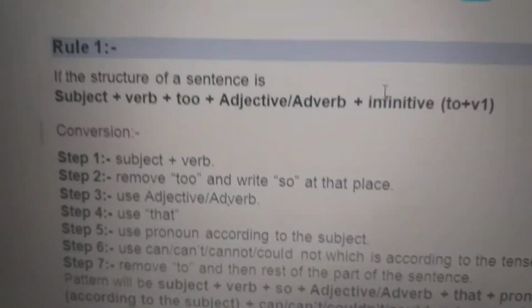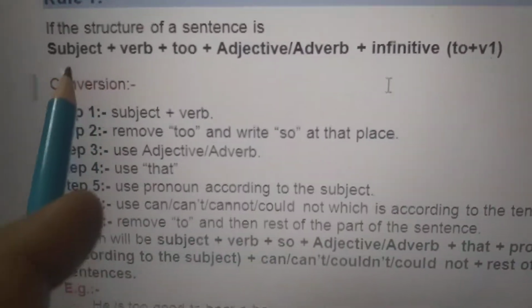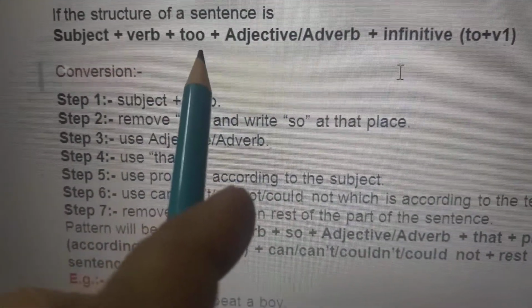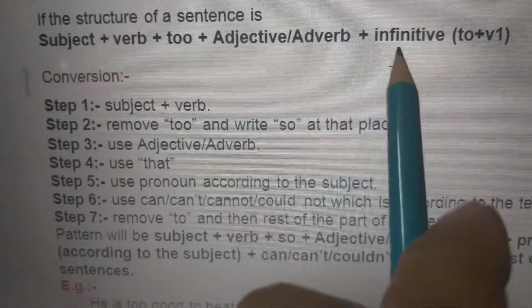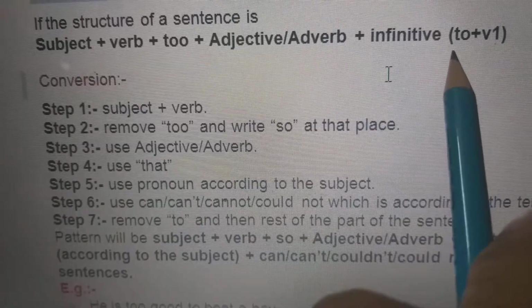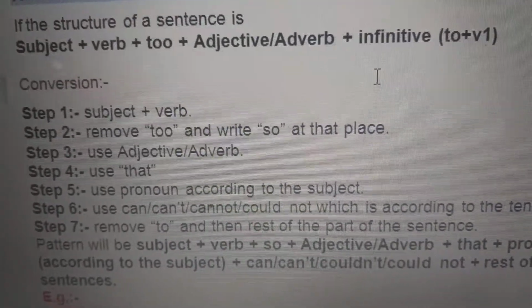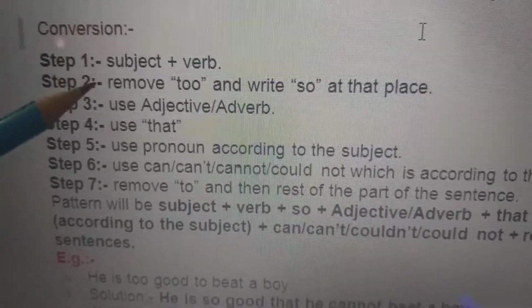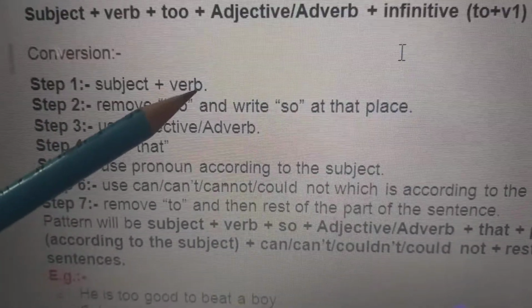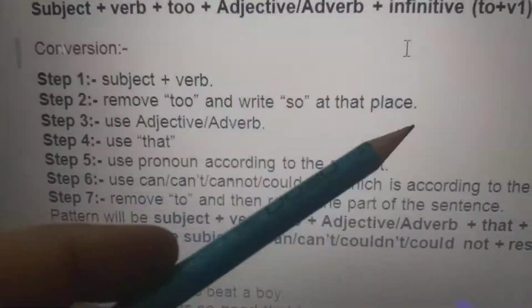Now, if the structure of a sentence is subject plus verb plus "to" plus adjective or an adverb plus infinitive "to", that is "to" or first form of verb is given in it. So, what are the steps we are going to do? Step 1 is subject plus verb. Then we remove "to" and write "so" at that place.